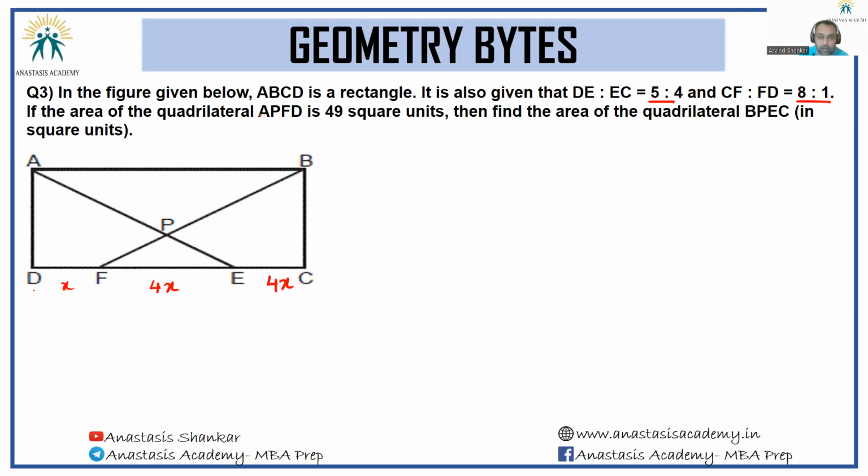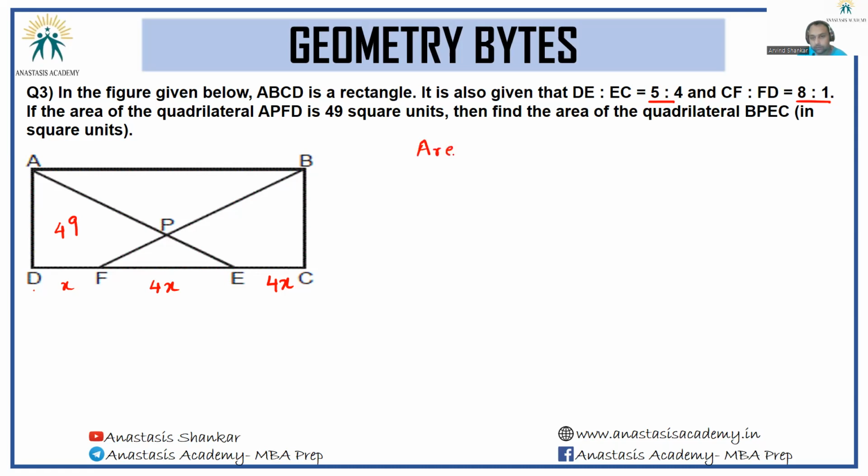If the area of the quadrilateral APFD is 49 square units, this is 49 APFD, then find the area of the quadrilateral BPEC in square units. We need area of BPEC. Stuff that I see right now.